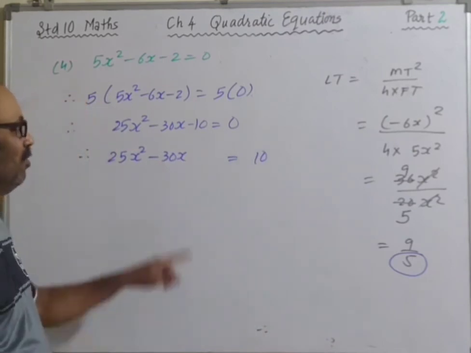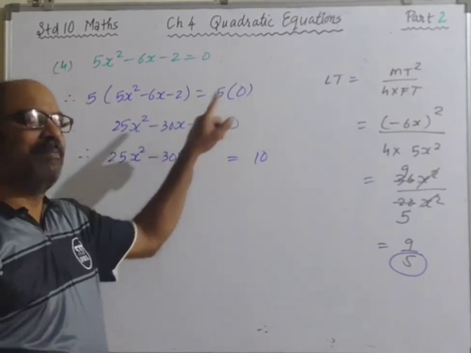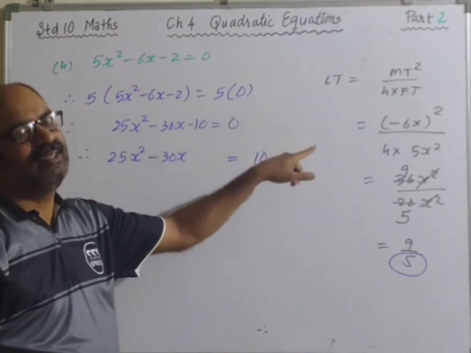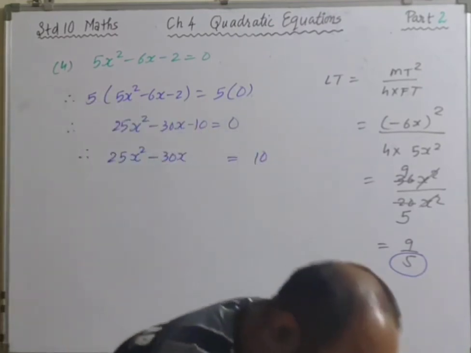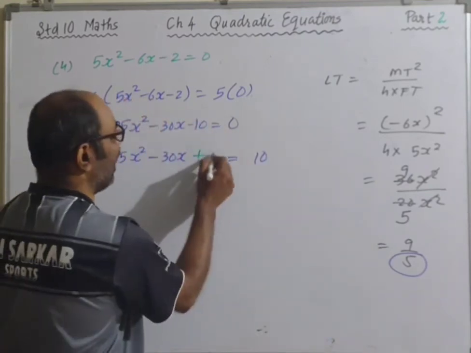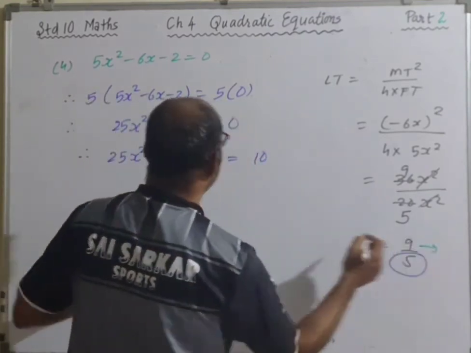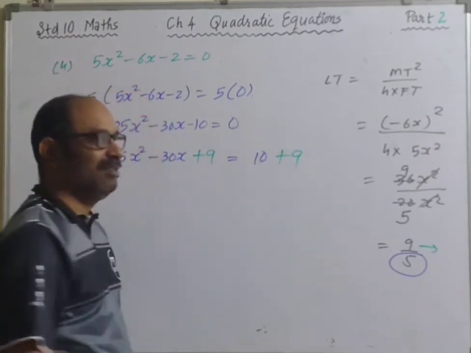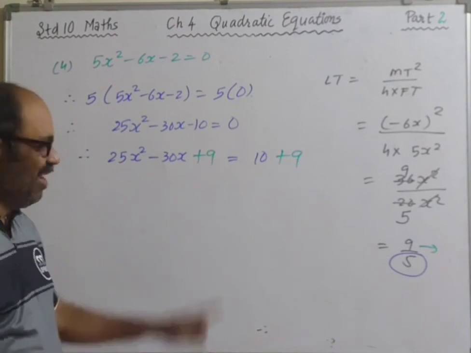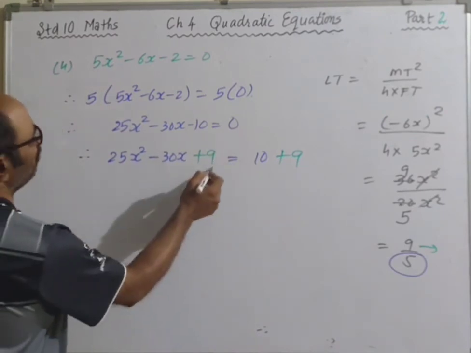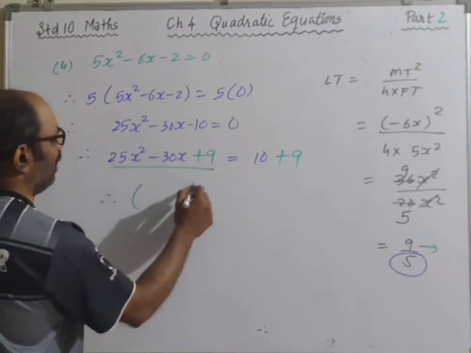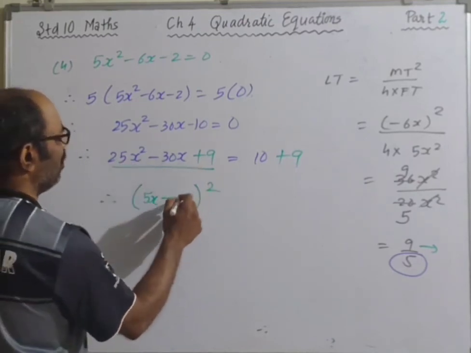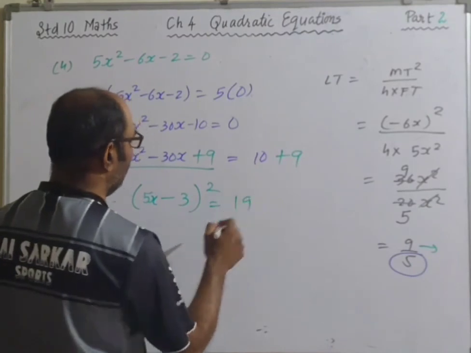Children, what am I doing now? I am making a slight change. This is not needed, so I have already taken it to the right side: minus 10, so that is plus 10. Now instead of adding 9 and subtracting 9, I am adding 9 on both sides by Euclid's property. Adding 9 on both sides. So I directly get the perfect square trinomial: whole square, this is 5x minus 3, and this is 19.